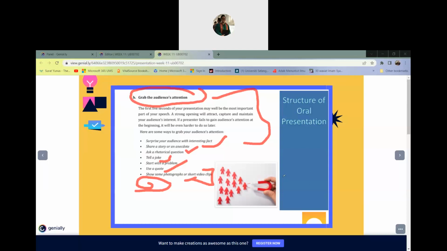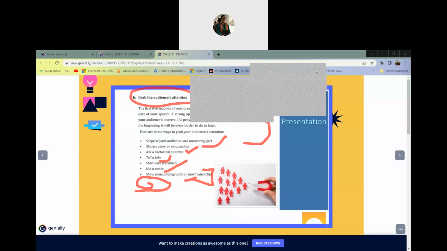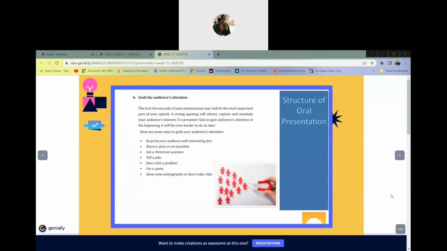Those kinds of things are what you can do to grab the audience's attention in a meeting presentation. The same thing with budget: you can show the figures, the numbers of money and everything, the details of that. So I hope that you take note of this, because this one looks simple, but actually it's quite important as well.